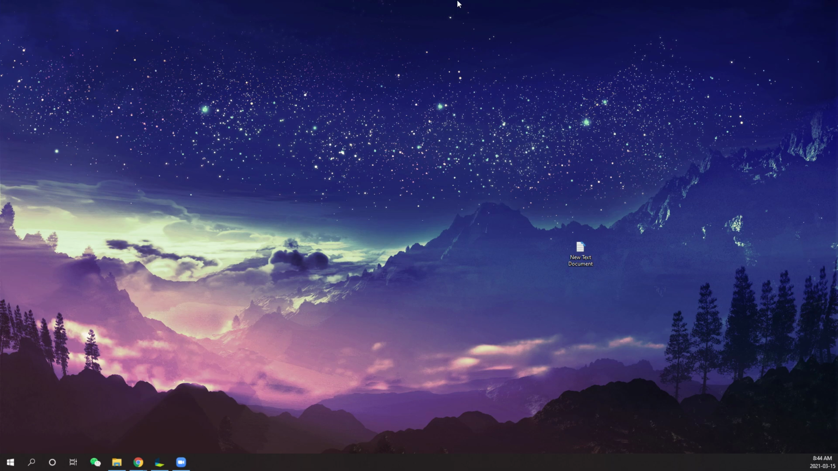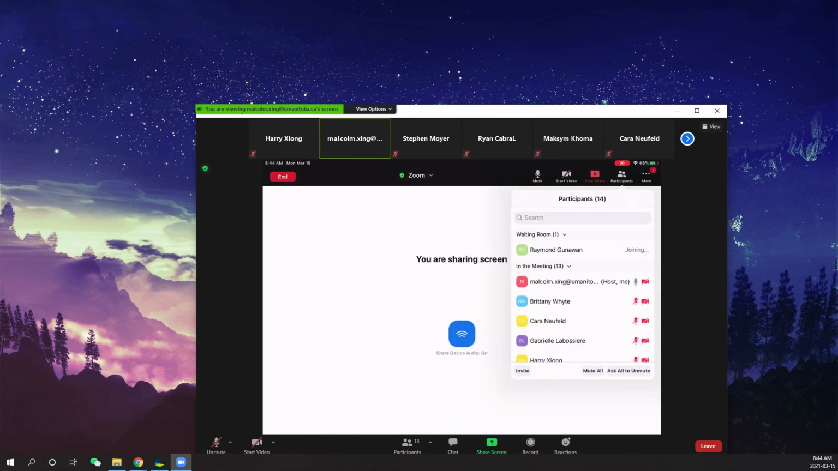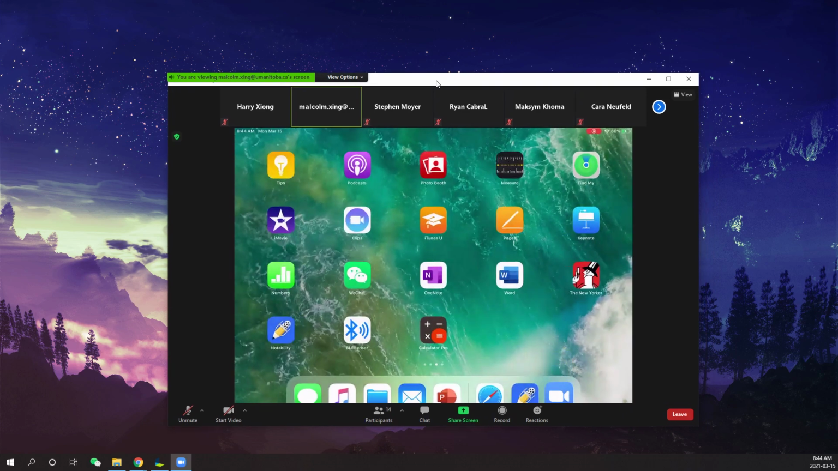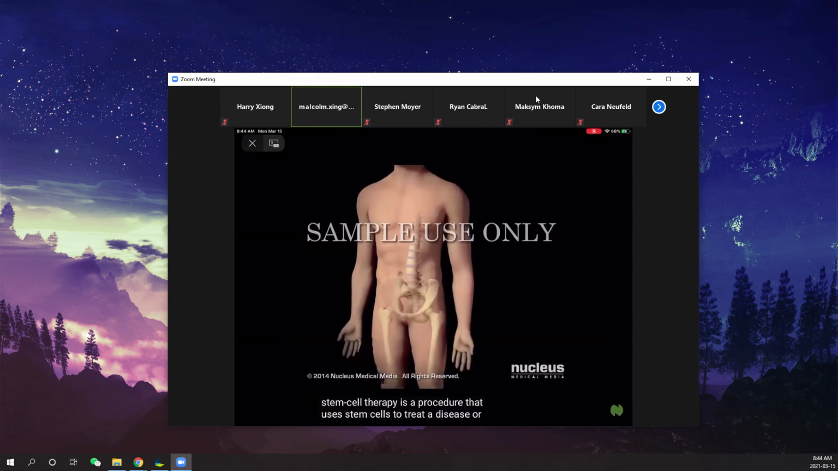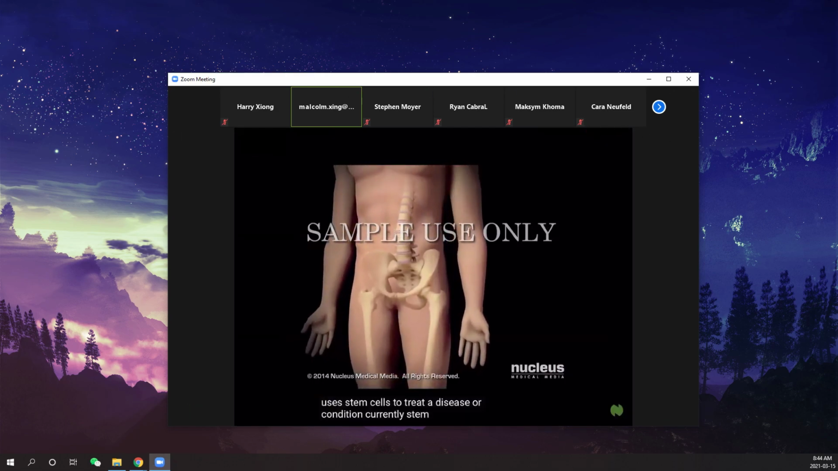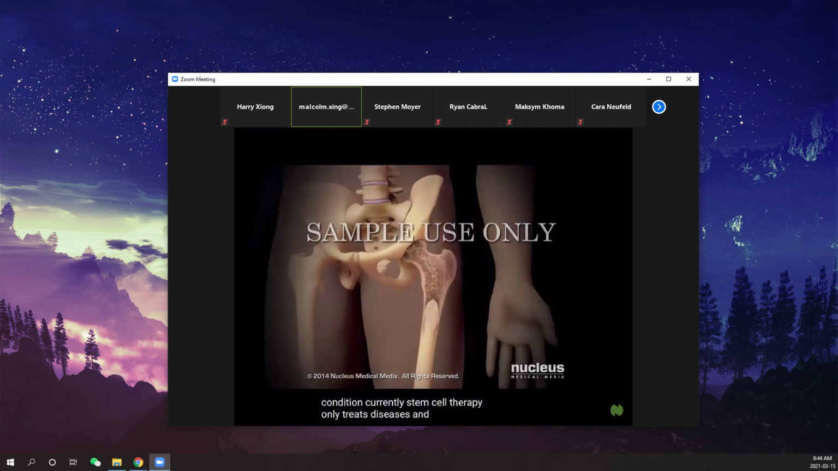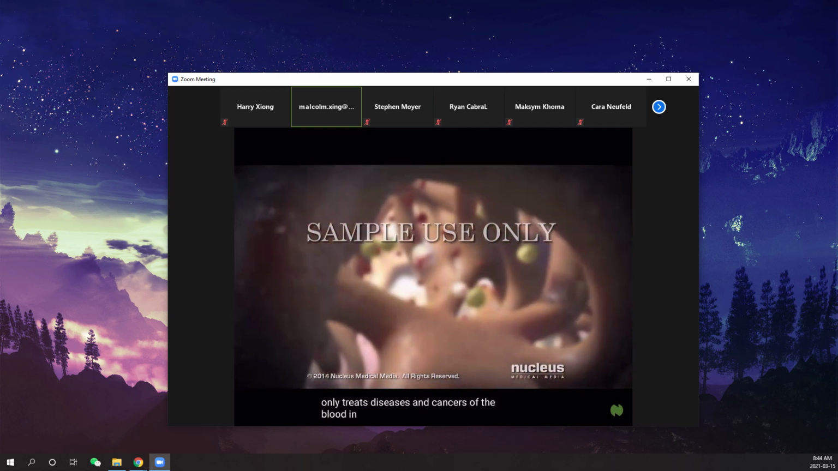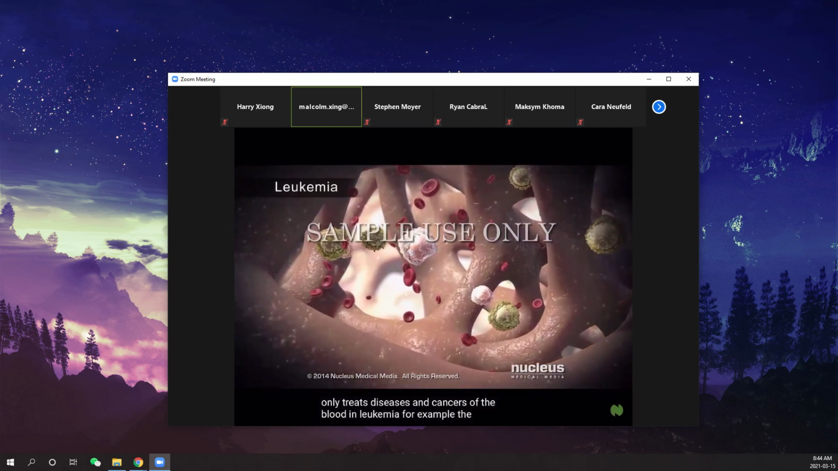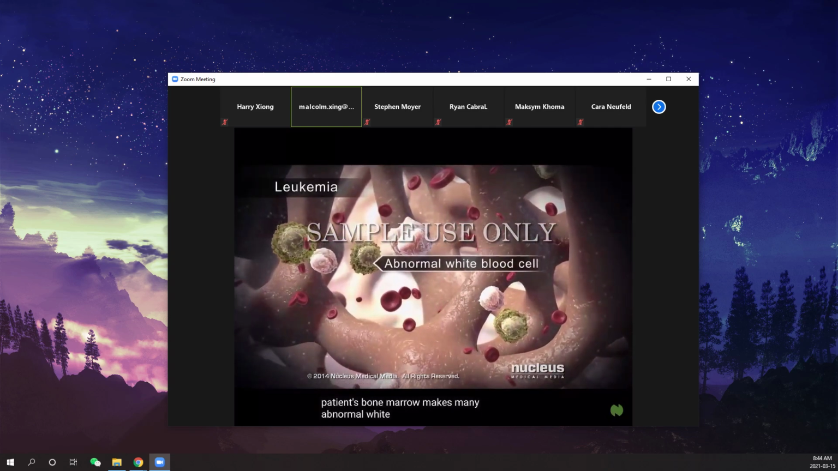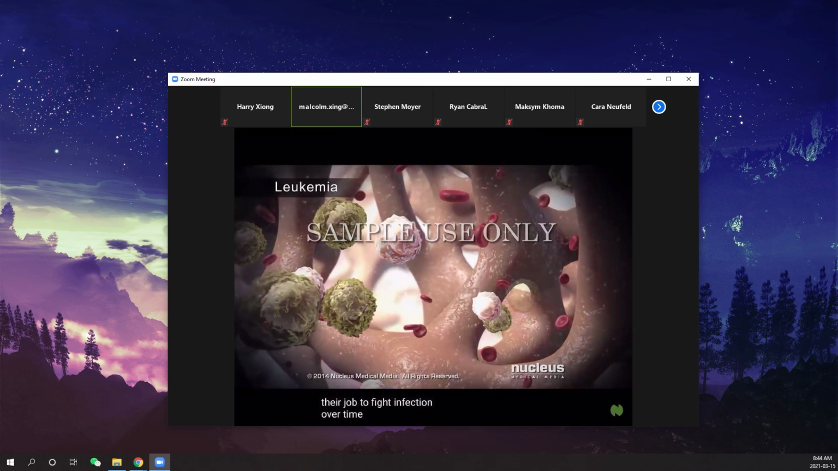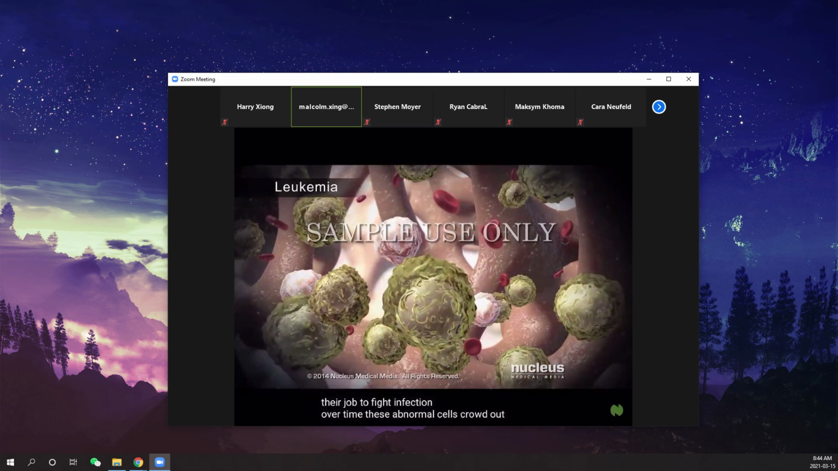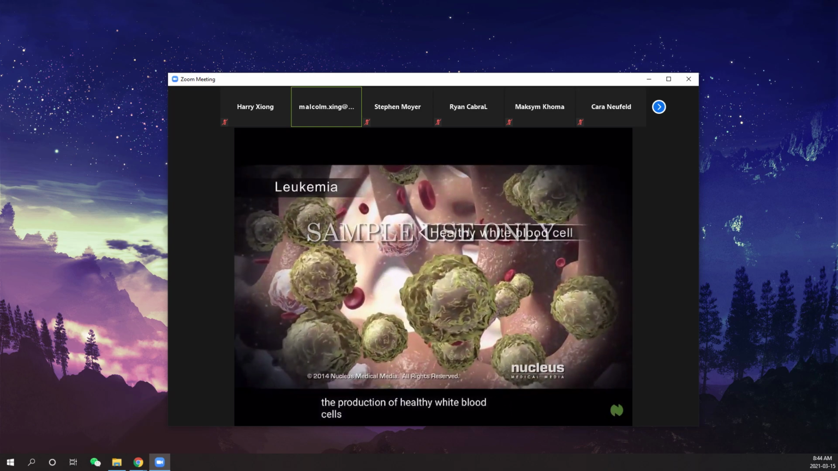Stem cell therapy is a procedure that uses stem cells to treat a disease or condition. Currently, stem cell therapy only treats diseases and cancers of the blood. In leukemia, for example, the patient's bone marrow makes many abnormal white blood cells that can't do their job to fight infection. Over time, these abnormal cells crowd out the production of healthy white blood cells.